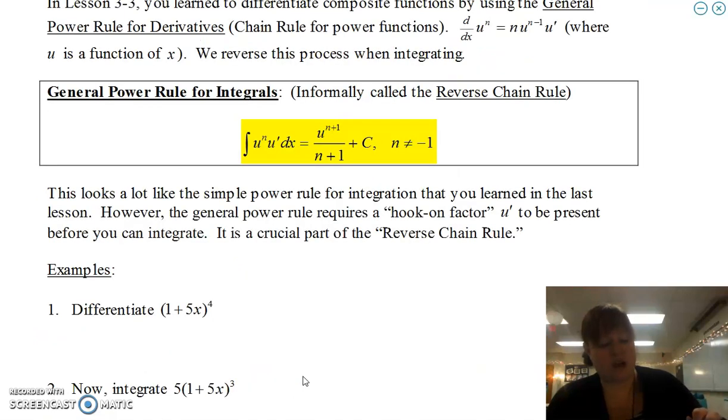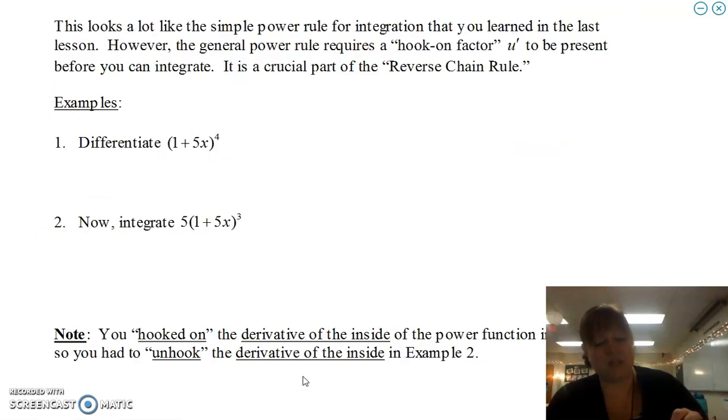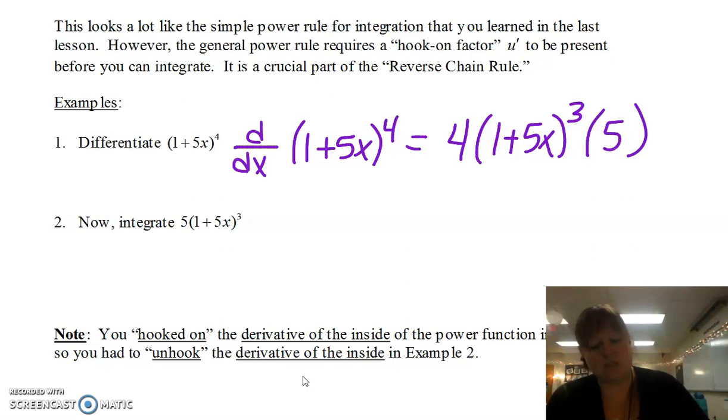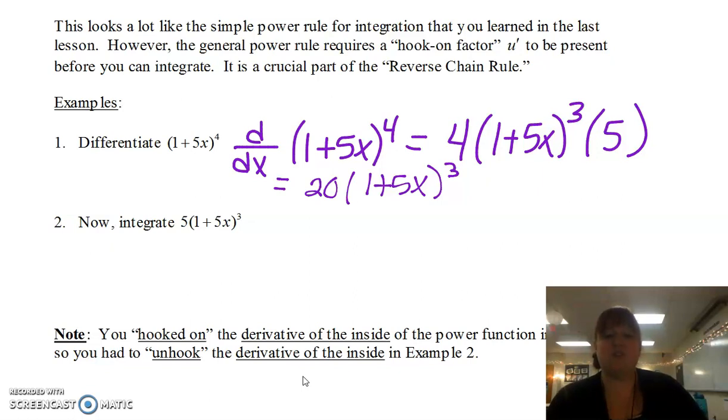And you can imagine, let's just look at the examples. I won't try to do any more abstract stuff. So we're going to differentiate this, and the derivative of 1 plus 5x to the 4th equals 4 times 1 plus 5x to the 3rd times the derivative of the inside, which is 5. So in the end, our derivative is 20 times 1 plus 5x to the 3rd. And that one might be a little deceptive because you're like, well, the derivative of the inside function isn't really there, but it is because the 5 is right here, and we multiplied it by the 4.